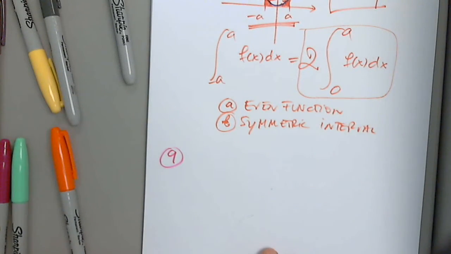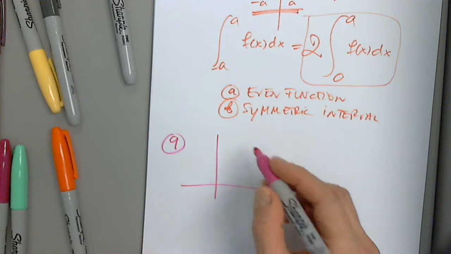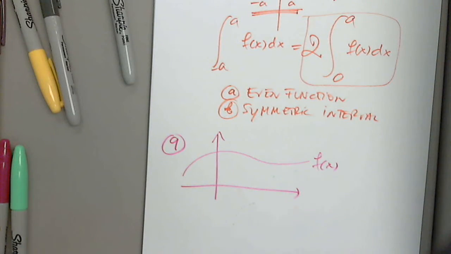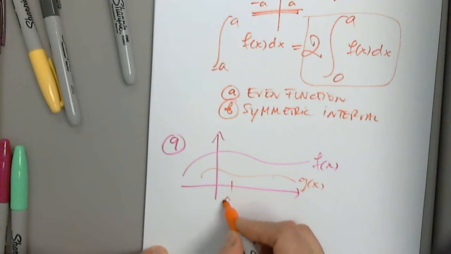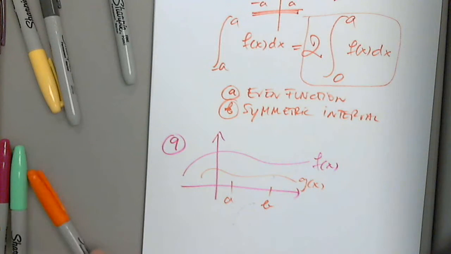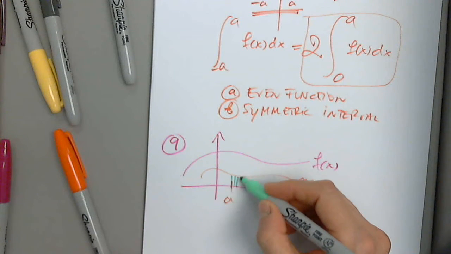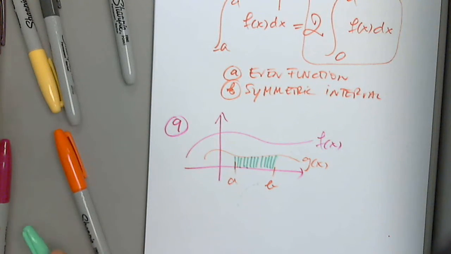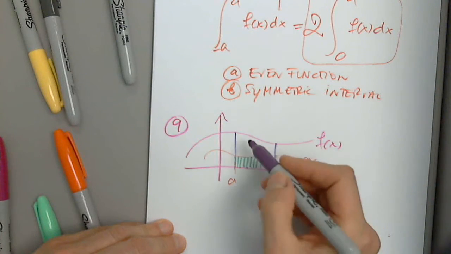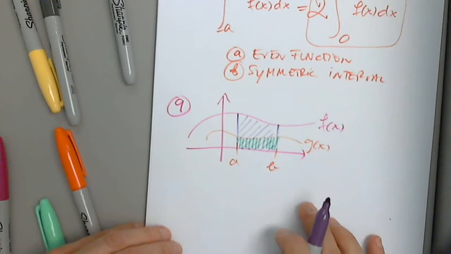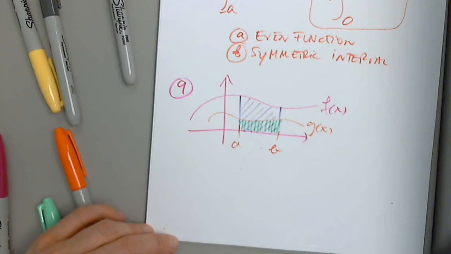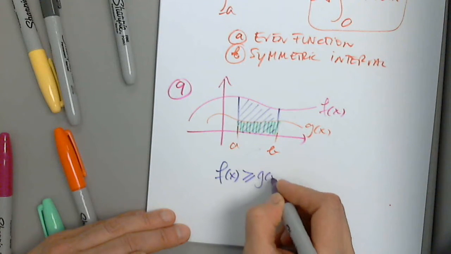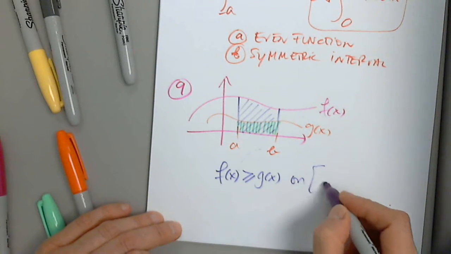Number 9. I have two functions now. This is f of x, and let's say this is g of x. The interval is still a comma b. This is the area under g of x, and this is the area under f of x. Purple and green. Would you agree if I write that f of x is greater than or equal to g of x on the interval a comma b?